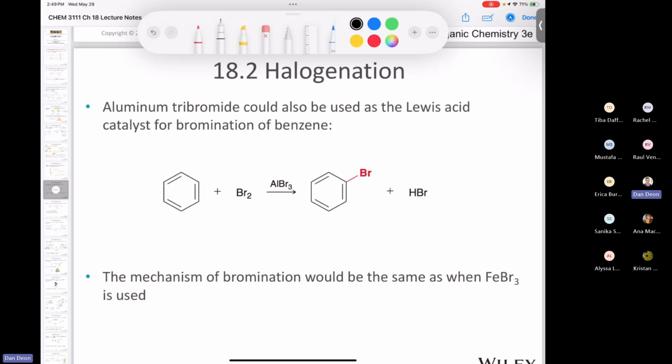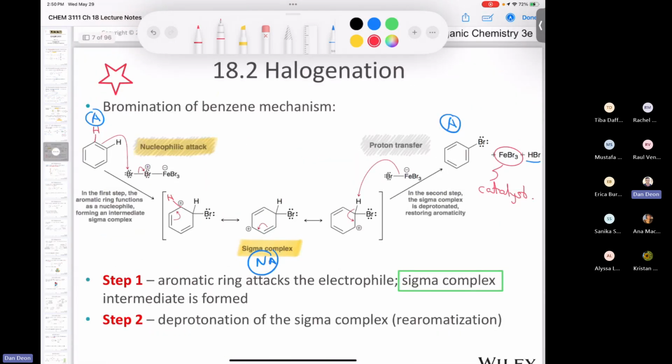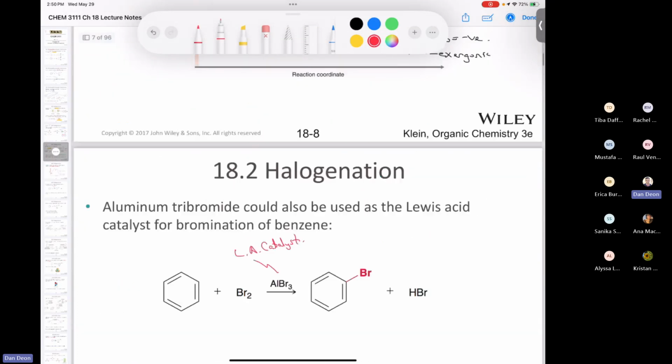And so besides using iron as our Lewis acid, right? Iron reacts with bromine to form iron 3 bromide. You can also use aluminum tribromide as your Lewis acid. Aluminum tribromide is a very inexpensive compound. And so if you mix your aromatic ring with bromine and then you put in aluminum tribromide as your Lewis acid catalyst, so I know it's in the slides above, but we'll just label this Lewis acid catalyst, okay? Then you're still going to get a substitution reaction. And if you're wondering, well, what does the mechanism look like? It's going to look exactly like this one. The only difference is you change the iron for an aluminum. Everything else is going to look identical.